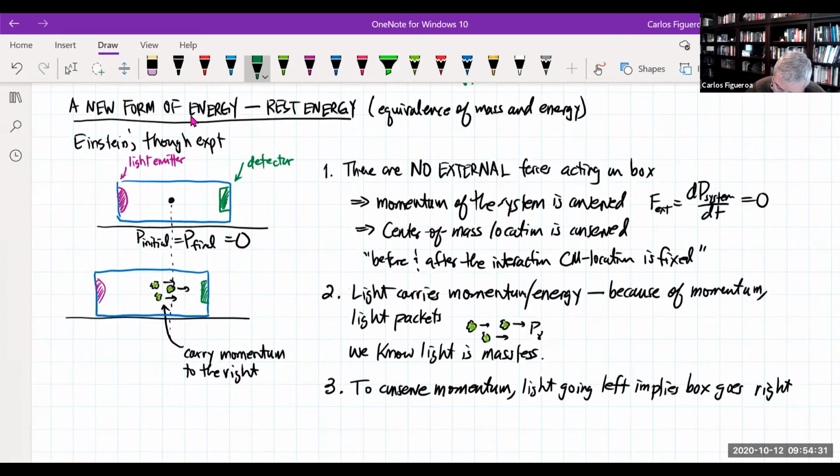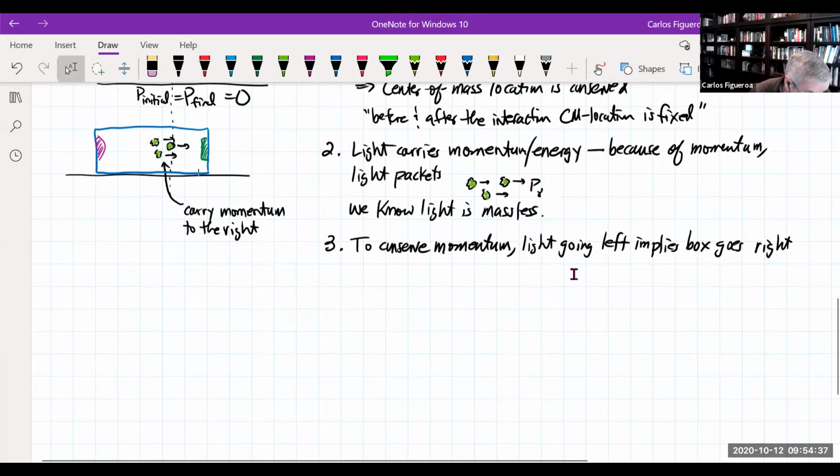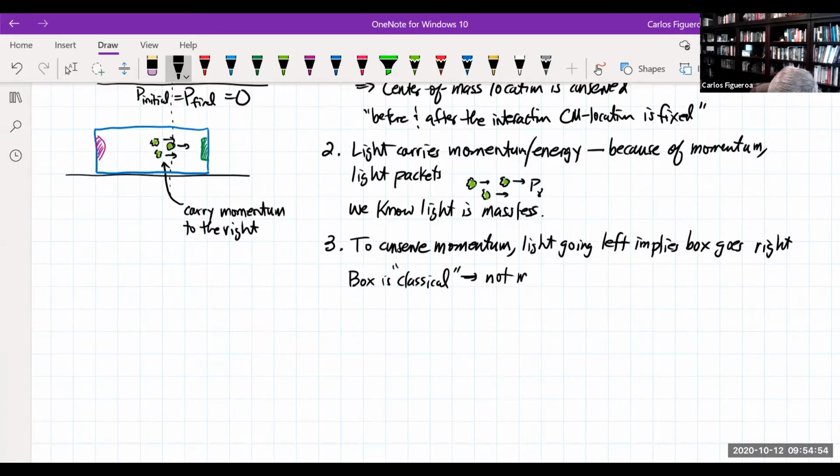So what I can say then is the following thing here: the box is classical. And what I mean by classical here is that it's not moving with a large beta.